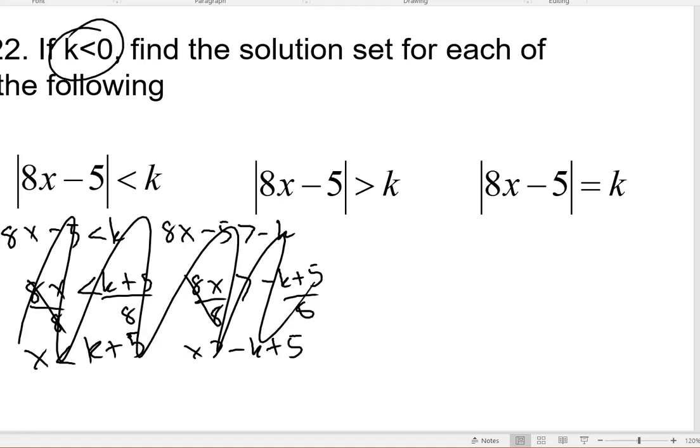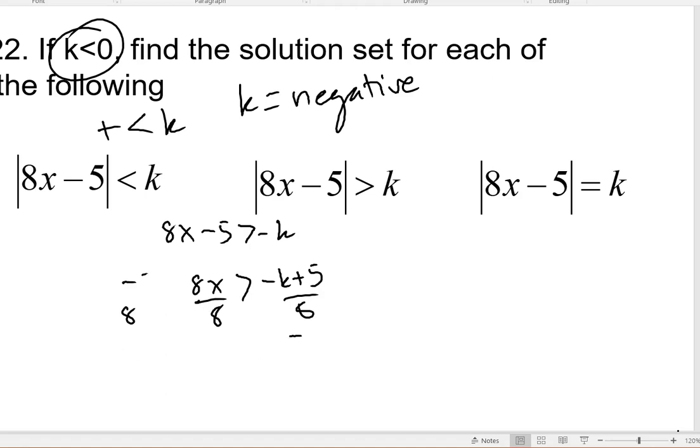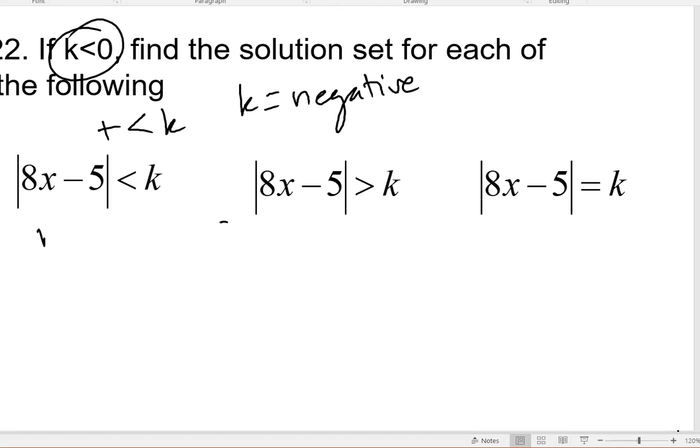Look, this right here, if k is less than 0, then that means that k is a negative number. When this comes out, when will a positive number be less than a negative? This first one will have no solution. So they're trying to reiterate and say, what if k were a negative number? Well then, this first one would have no solution. Why? A positive number will never be less than a negative. On the second one, a positive comes out. When will a positive be greater than a negative? Always. This has infinite solutions.